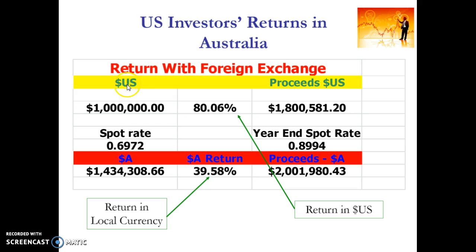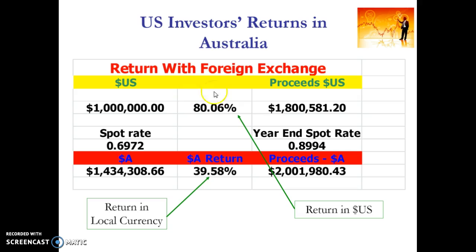Because at the start of the year, they converted their US dollars to Australian dollars, and they had their money in Australian dollars over a year in which the Australian dollar appreciated significantly from being worth 69 to 89 US cents. So when they go to convert that 2 million Australian dollars back to US dollars, they convert it back at the exchange rate of 1 Australian dollar buys 89.94 US cents. And they end the year with just over 1.8 million US dollars.